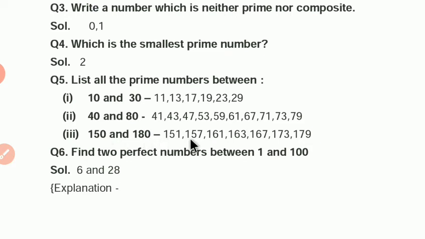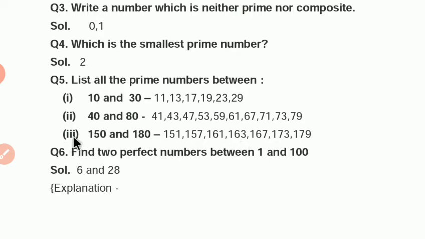Then between 150 and 180: 151, 157, 163, 167, 173, 179. You can see that all these numbers are odd numbers only. It means other than 2, only 2 is an even prime number. After that all the prime numbers are odd numbers only.